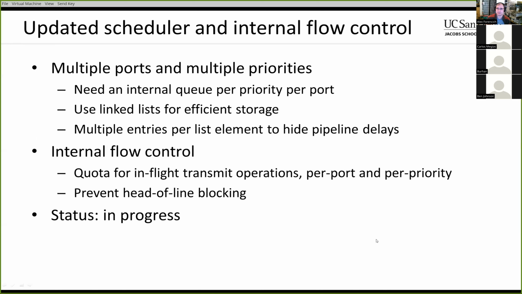So moving on to the internal scheduler and flow control stuff. This has been on hold for a little bit because we had a paper deadline last week, so I had to get stuff working for that. But I'm going to transition back to working on this relatively soon. Again, the idea behind this is to support multiple ports and multiple priorities inside of one scheduler block, and then also have the scheduler block maintain its own internal flow control state to avoid head-of-line blocking in the main Corundum data path.